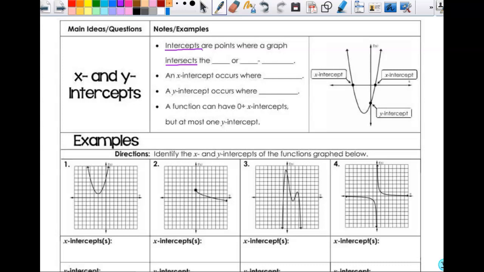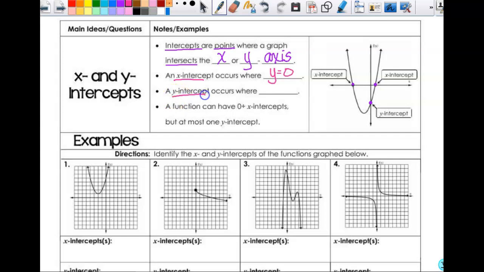So the intercepts are points where a graph intersects the X or Y axis. Okay, so we have X-intercepts and Y-intercepts. So here are my two X-intercepts. Could have more than two, could have less than two. And here's my Y-intercept. So the X-intercept occurs on the X-axis, but this line, the X-axis, is Y equals 0. So the X-intercept occurs anywhere Y equals 0, algebraically and graphically.